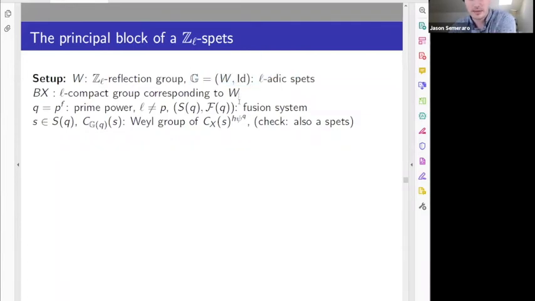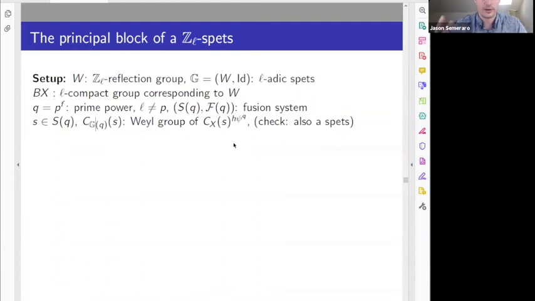But the good thing about that is that we have access now to both theories. We have access to the theory of Spetses, but we also have access to the theory of l-compact groups via the correspondence between l-compact groups and reflection groups. So we can take the l-compact group associated to W. Now, if you take a prime power q, whose characteristic is different to l, we can, via the previous slide, attach fusion systems to that data, coming from homotopy fixed points of BX. And finally, we have these centralizers, which are given, again, homotopically as the space of homotopy fixed points of these centralizer spaces defined for l-compact groups.